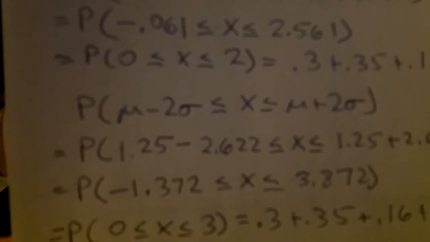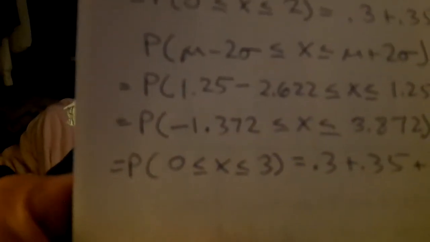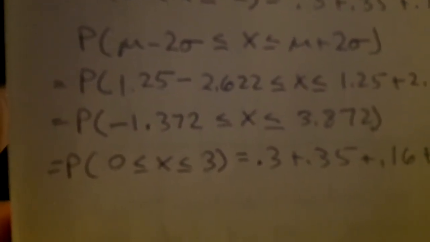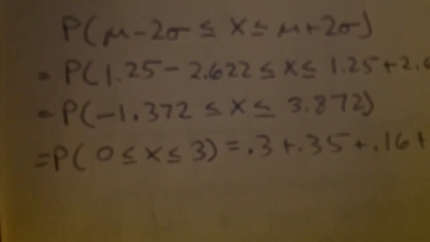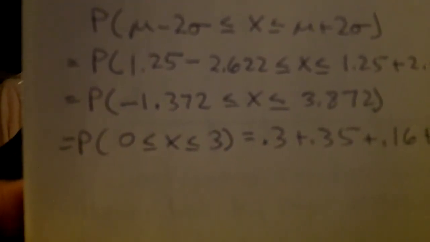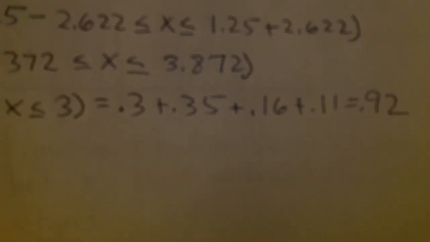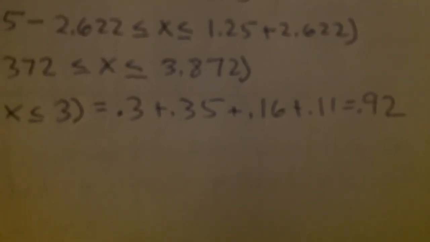Okay, we repeat the procedure for two standard deviations. In this case, X is between negative 1.372 and 3.872. So again, to be between those and be an integer, that's anywhere between 0 and 3. We add up those probabilities, and that gets us up to 0.92.